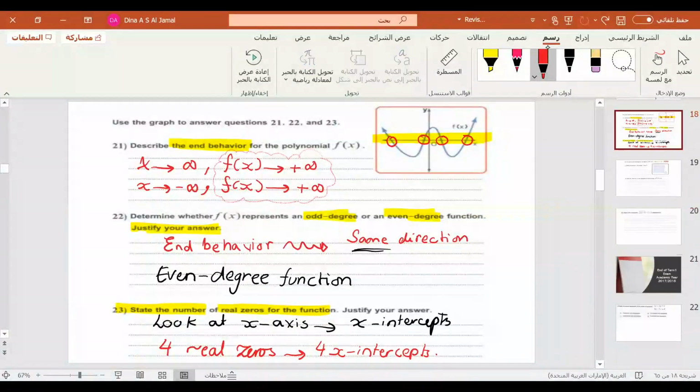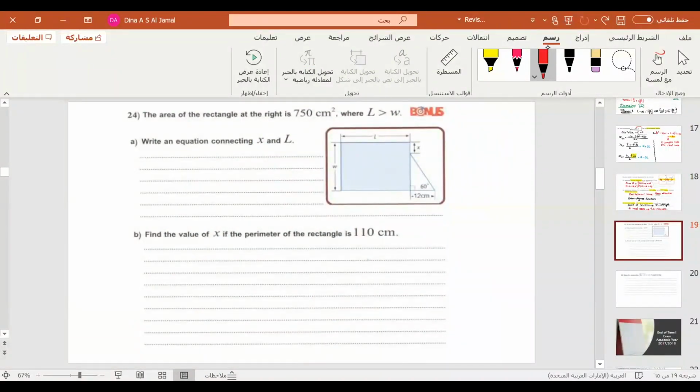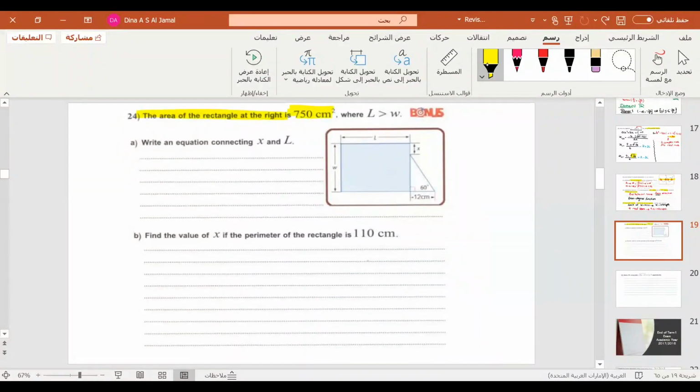Great. Now let's come to this question, which already came for you in one of the guided practice, but this time he gave it to you in a different way a little bit. You are having the area of this rectangle, and he gave you the value of it, and he gave you this drawing. In this drawing, he would like you to write an equation to connect between the x and the L.